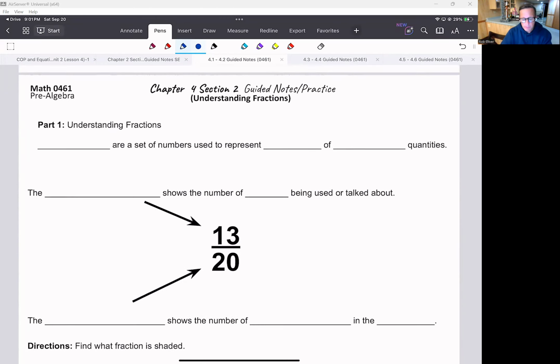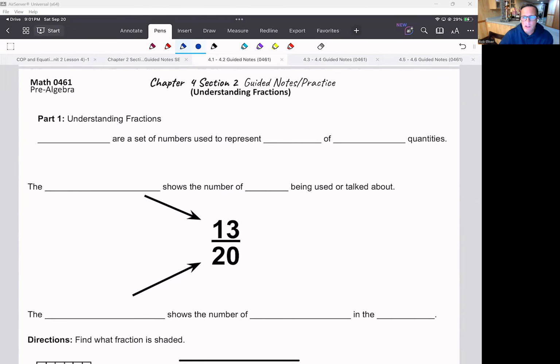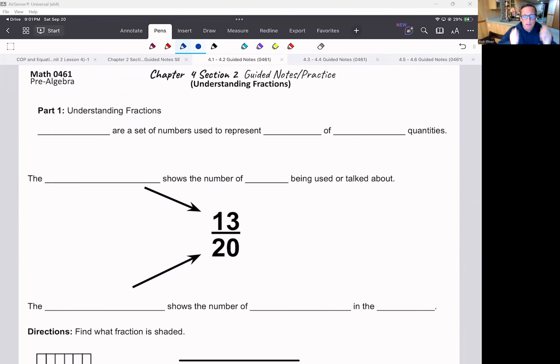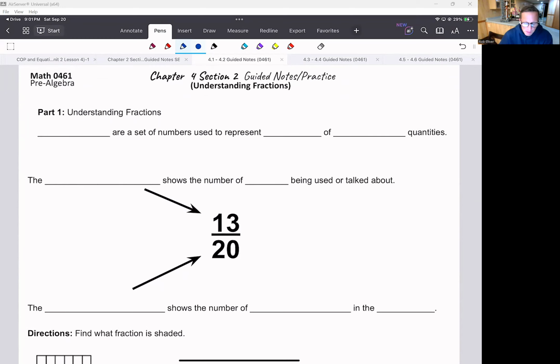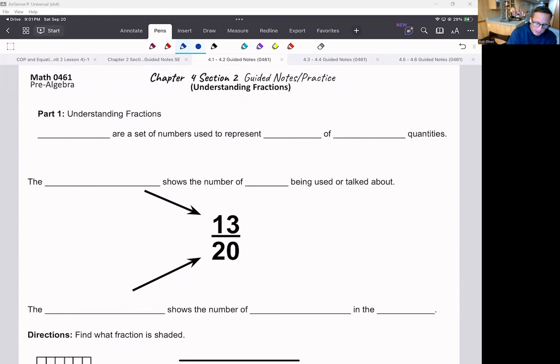Okay, let's go ahead and start chapter 4, section 2. For this part, we're going to talk about fractions and understanding them. This is very general knowledge about fractions. So understanding fractions. So what are fractions? Let's go through this.